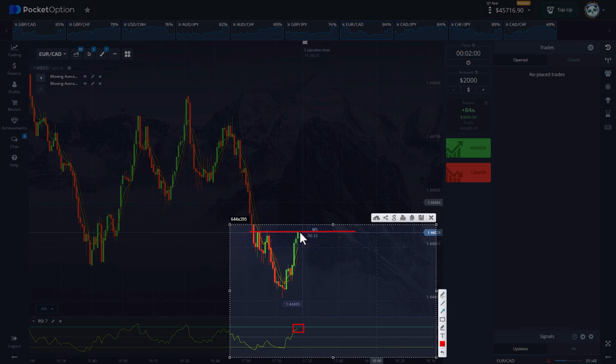So what we can see here is a good opportunity for our second deal. Our second deal can have two options.